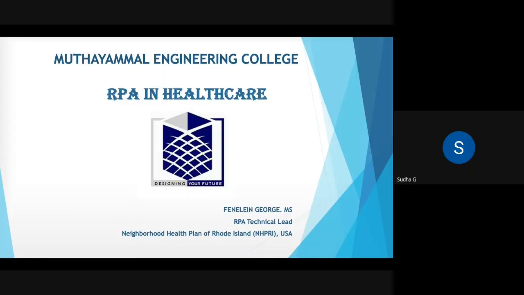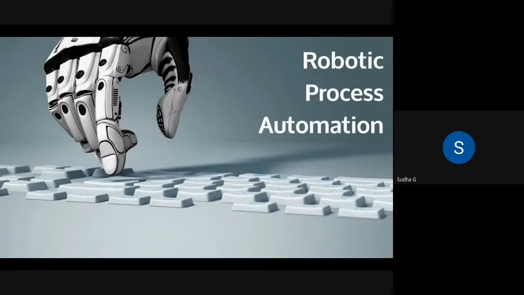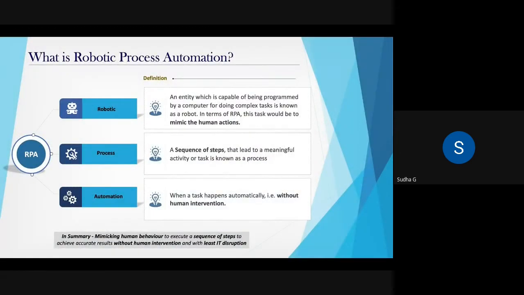And I'm sure you might have heard about robotic process automation. Most of you would have heard about robotic process automation. To give you a brief overview of what it is, it's not something a physical robot does. It's more of a software process automation. So anything that mimics a human action is called robotics.